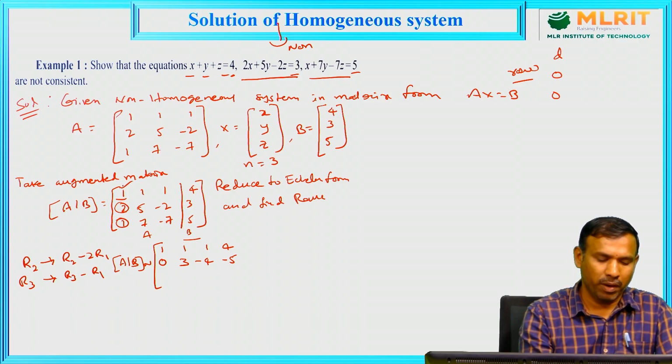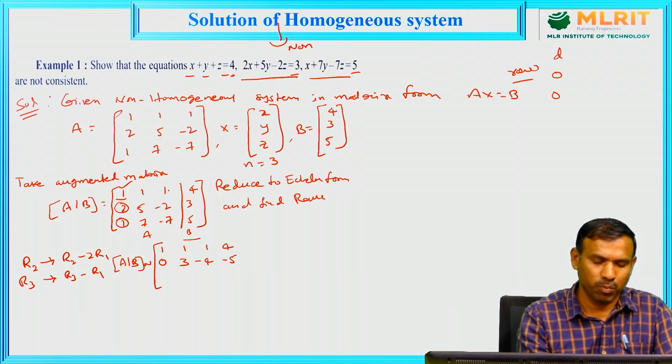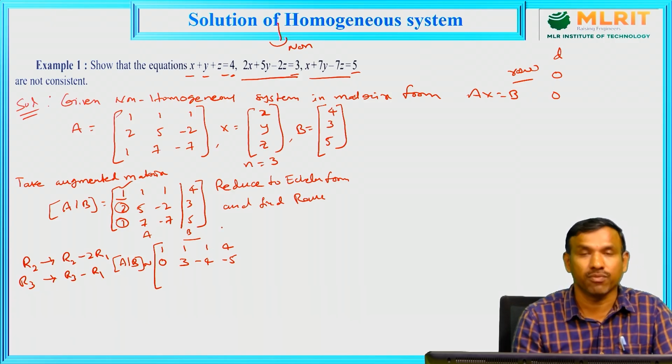Okay, now 2 minus 2, 0. 5 minus 2, 3. Minus 2, minus 2, minus 4. 3 minus 8, minus 5. That is R2 minus 2R1.